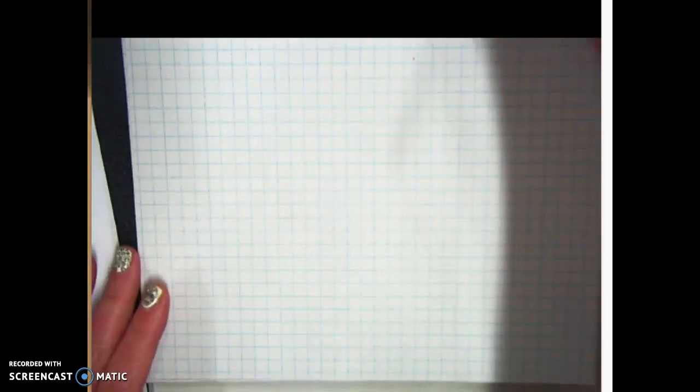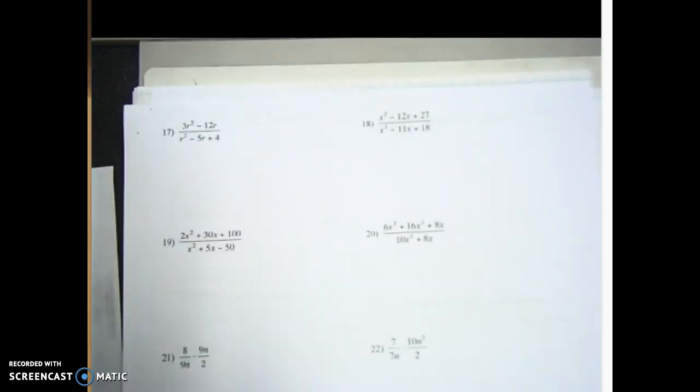So this is pages 3 and 4 of the Chapter 5 quiz review for Algebra 2. Starting at the top of page 3 with number 17.